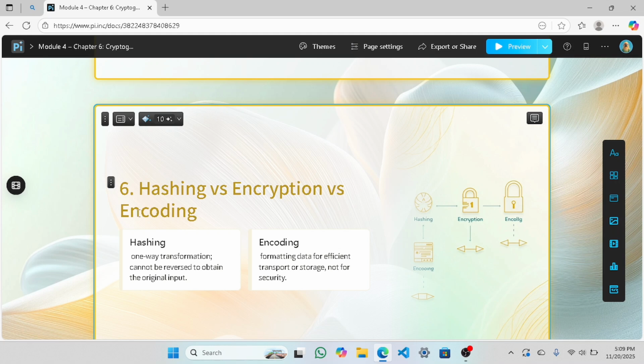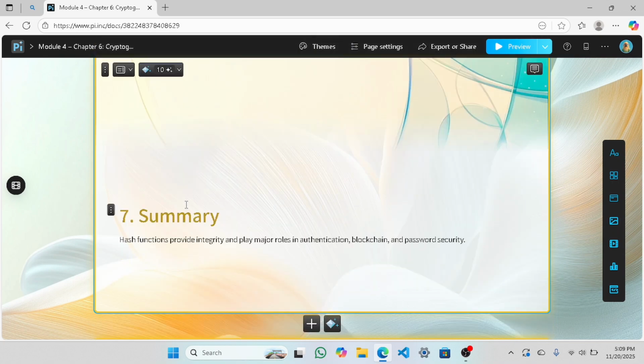So this was an overview of hashing, encryption, and encoding. If you want a dedicated video, I will make one. Please let me know in the comment section.